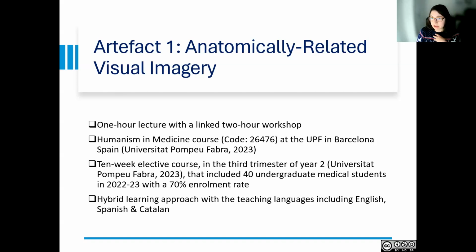In my particular case, I actually went to Barcelona and delivered my teaching on site, and I will explain why I did that in a wee bit. The teaching languages included English, Spanish, and Catalan as well, so the learners are well versed in all 3 languages, and their assessment is in all 3 languages as well.